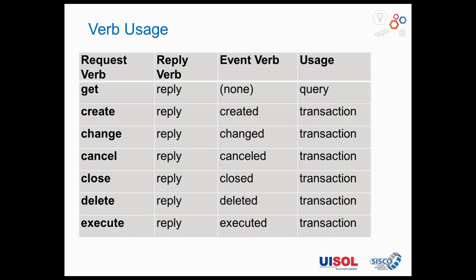Okay, then we go a little further, and we've got the verb. The request verb obviously is get, create, change, cancel. All of these, except the get, is used for queries. All the rest of them are used for transactions. The event verbs are simply the same as the transaction verbs, but they're in past tense. And all reply verbs use the verb reply.